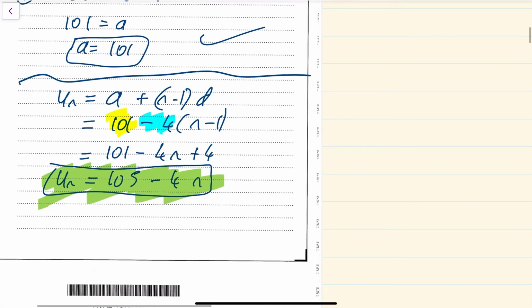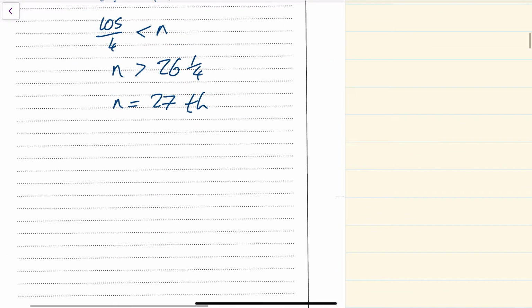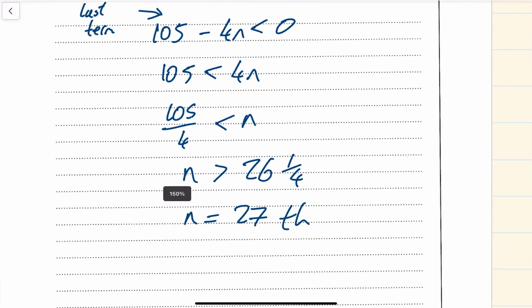That was my un. Un was equal to 105 minus 4n. Let's put in 26: 105 minus 4 times 26, and if you did that out and see what you get, that works out to be 1, so it's not negative. The 27th term: 105 minus 4 times 27, and that's minus 3. So you can see, I was right there, the first term to be negative is the 27th term.